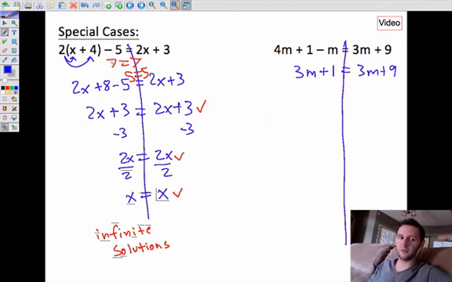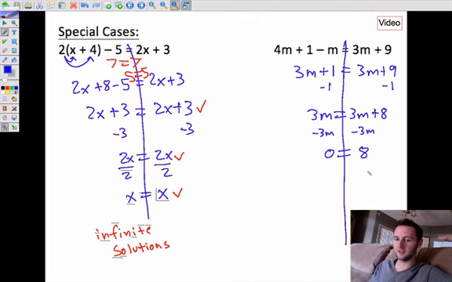But there's a big major difference here, and that is that here I have a plus 1 and here I have a plus 9. So the big difference here is that if I were to go and maybe subtract 1 from both sides and get 3m equals 3m plus 8, and then maybe subtract a 3m here and here, I would get 0 equals 8. But 0 doesn't equal 8.